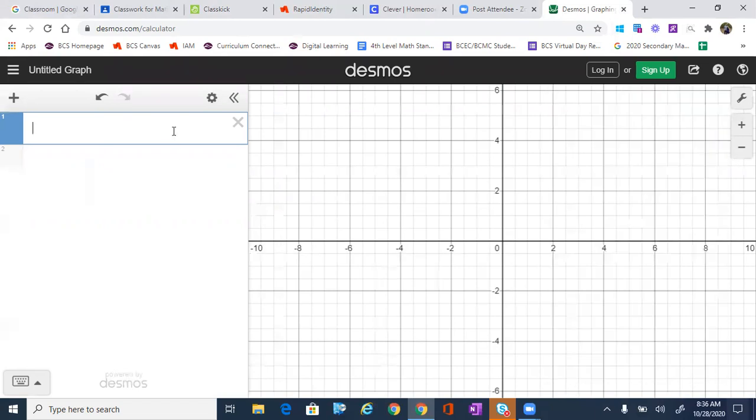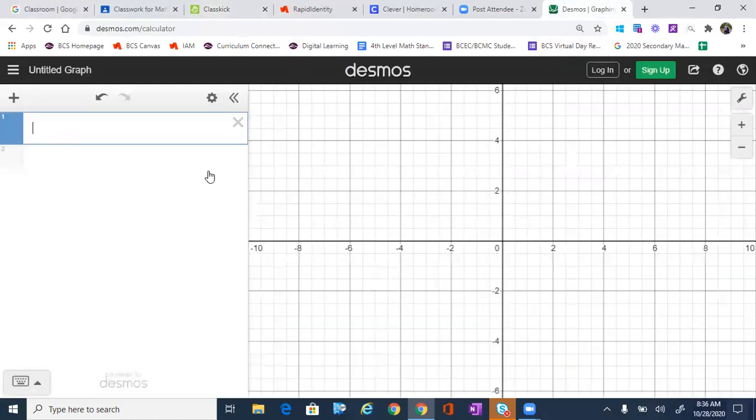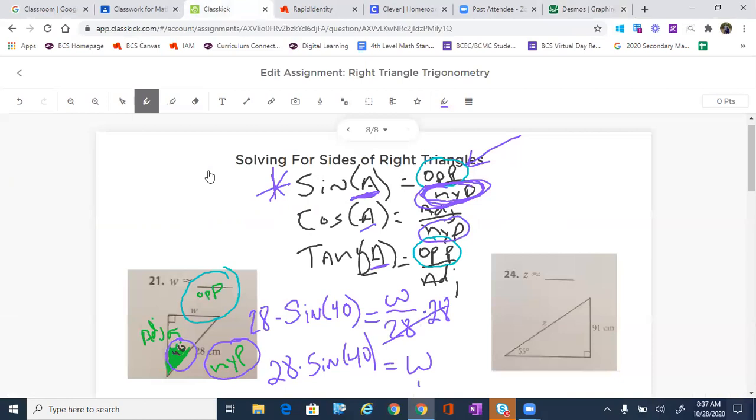Now, once I'm in degrees, I just type in exactly what's there, 28 times sine of 40. And when I do that, it gives me 17.99, or essentially, let's round it up to 18. So W equals 18.